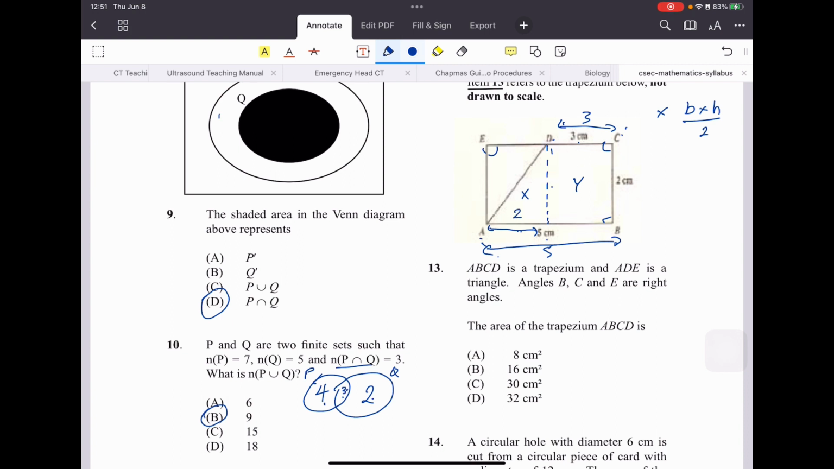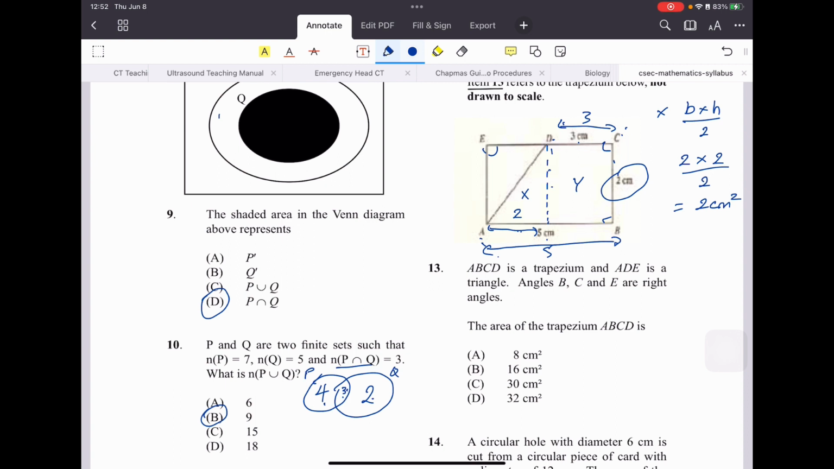How do we find our height? Well, it's right here, 2 centimeters. This line is the same length as this line. So our base is 2 centimeters, our height is 2 centimeters, and our area is going to be 2 cm squared for the triangle.